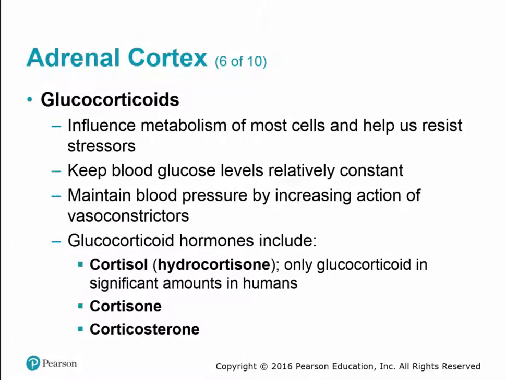Our next group of corticosteroids are the glucocorticoids. These corticosteroids help to influence metabolism of most of the cells, help resist stress, help keep blood glucose levels relatively constant, and help to maintain blood pressure. Some glucocorticoid hormones include cortisol, cortisone, and corticosterone, but we're primarily going to focus on cortisol, or hydrocortisone, because it's the only glucocorticoid in significant amounts in humans.